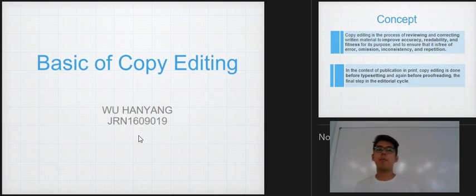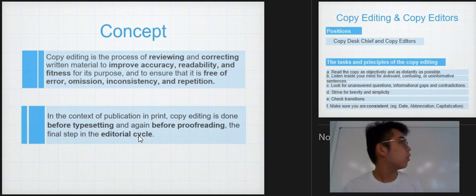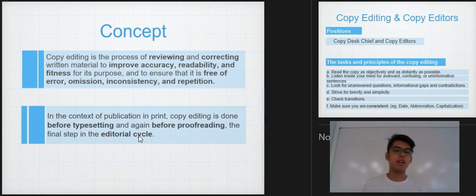When we talk about copy editing, the first thing is to understand its concept. The concept is quite long, and I have already stressed the keywords under it. Basically, copy editing is the process of reviewing and correcting. I think reviewing and correcting are the key. It aims to improve accuracy, readability, and fitness, to ensure it is free of error, omission, inconsistency, and repetition.